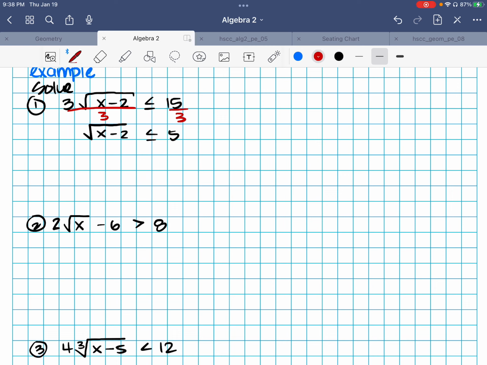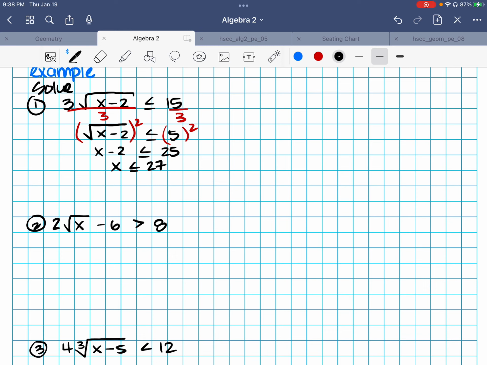And then we solve it by getting rid of the radical. We're going to square the left side to get rid of the square root, and we're going to square the right side to balance it out. This is going to give us x minus 2 is less than or equal to 25. The last thing we're going to do is add 2 to both sides of the inequality, and this is going to give us x is less than or equal to 27.